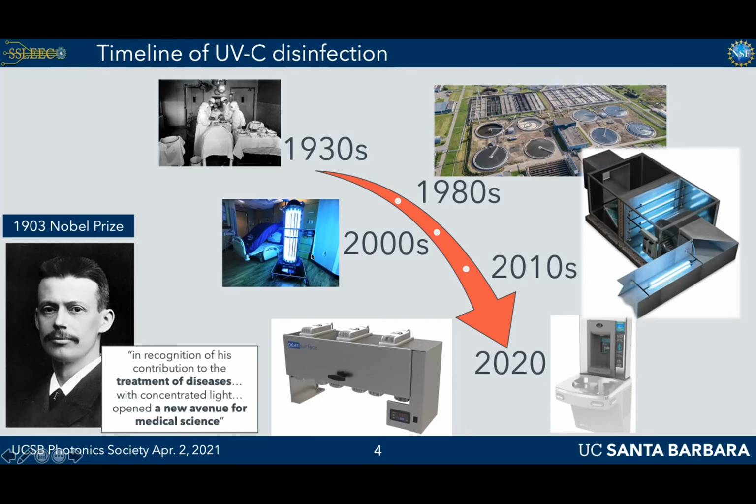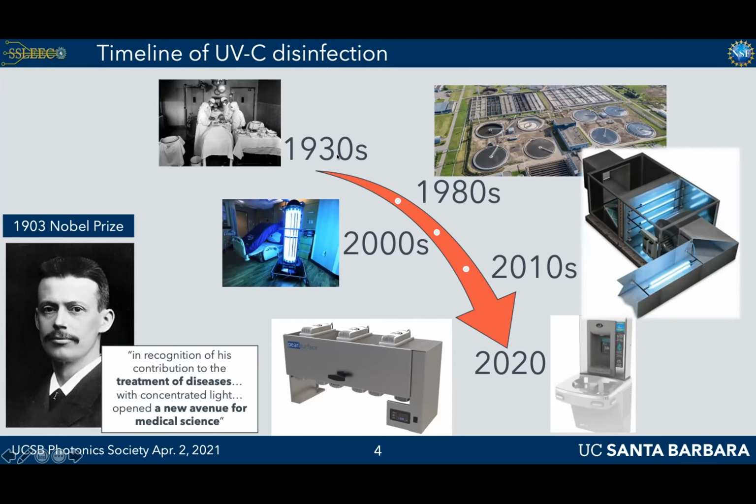Starting in the 2000s, you saw a little bit more of this sort of a robot. It's basically just a bunch of UV lamps that you wheel into a room and blast the room with a ton of UV light. So this started to be used in places like hospitals and nursing homes and other places with health sensitive residents.